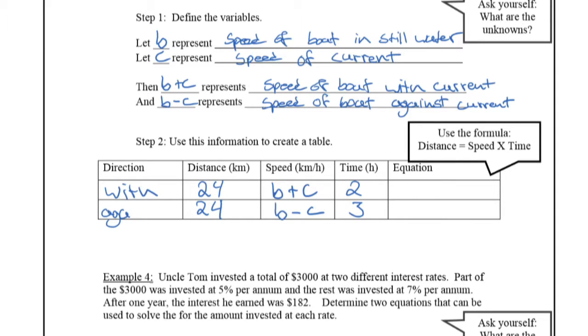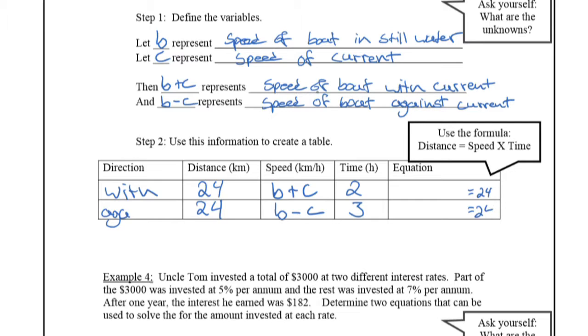And an equation. This is the only part you wouldn't know from the question, but this is one of these formulas that you just have to know. Distance is speed times time. And I think maybe it's not on your formula sheet. It's just one of those things you need to know. So the distance is, in both cases, 24 kilometers.